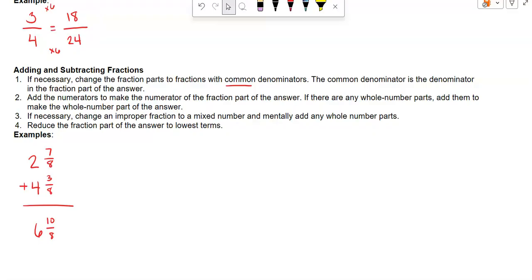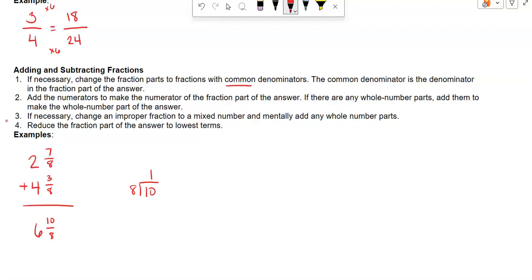And so step 3 says, if necessary, change an improper fraction to a mixed number and mentally add any whole number parts. So right now we actually have an improper fraction because 10 is greater than 8. So what we want to do here is to convert this into a mixed number. Okay, and if you recall, to convert this to a mixed number, we'll do 8 and 10.